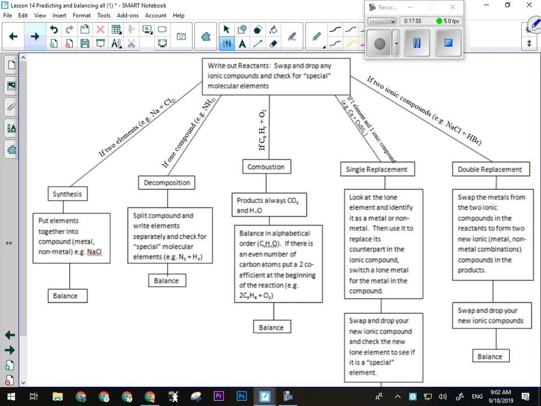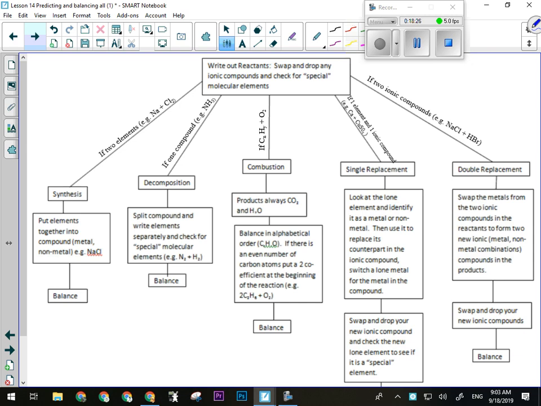If your reaction has 2 elements, then it's synthesis. Put the elements together into a compound. If you need to swap and drop, then balance the reaction. If it's 1 compound, it's decomposition. Split the compound, write the elements separately, check for special molecular elements and balance. If it's CnHy plus O2, it's combustion. These are always the products. There are the balancing rules.